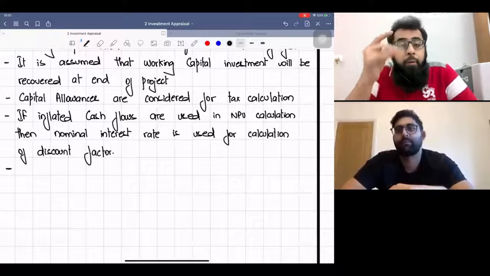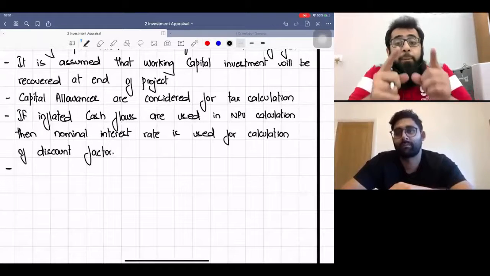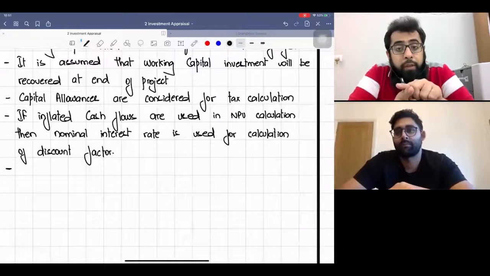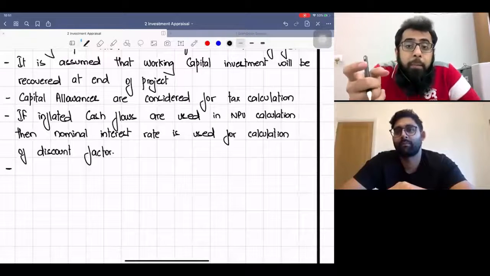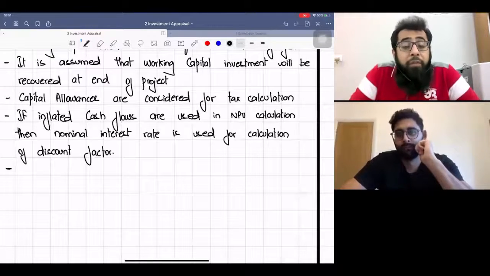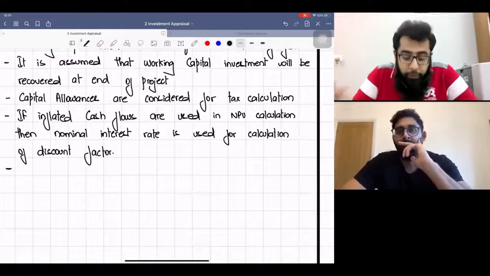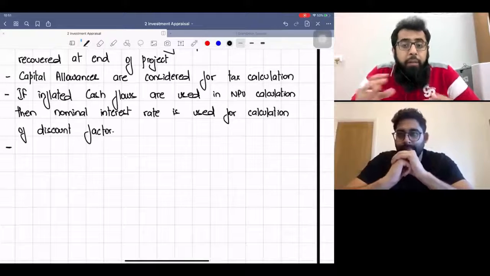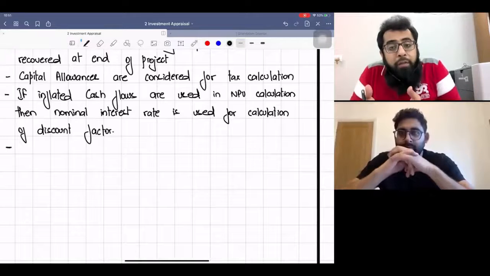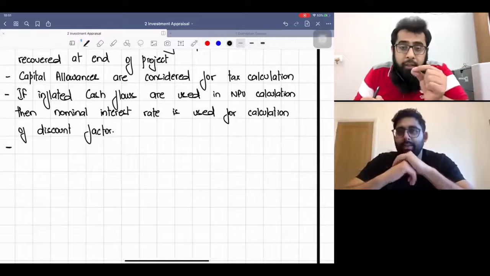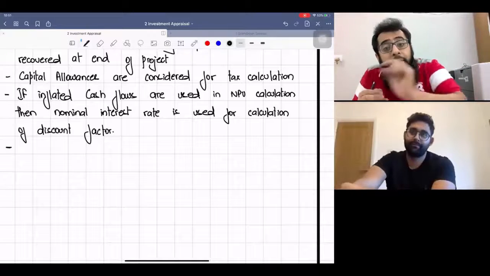Now there was a concept of Fisher's effect which explained the relation between the nominal interest rate and the real interest rate. Real interest rate ignores the impact of inflation, whereas nominal interest rate includes the impact of inflation rate. I will repeat it again. If you are considering cash flows which are uninflated, meaning you are ignoring the impact of inflation, then you will use an interest rate which does not include the impact of inflation.